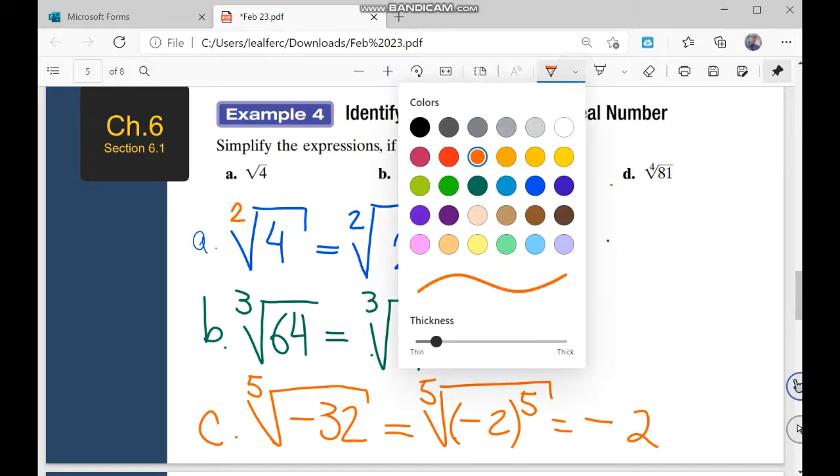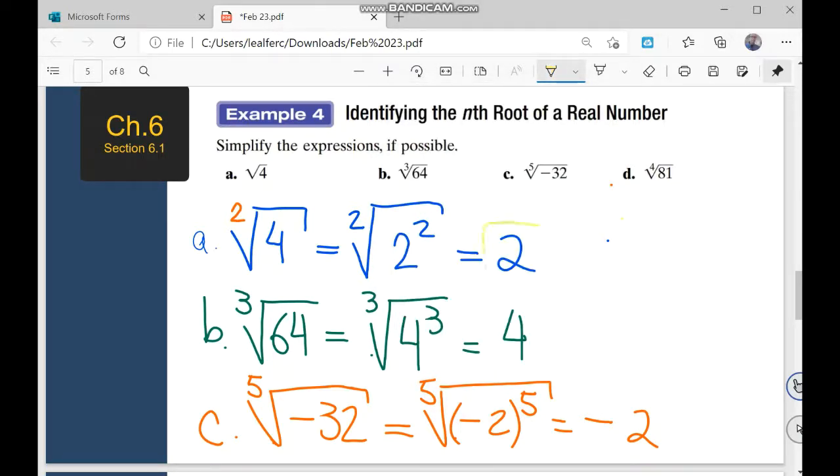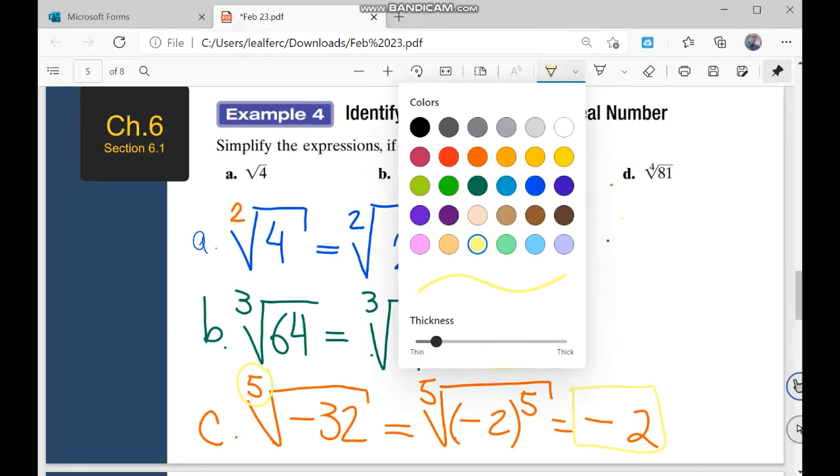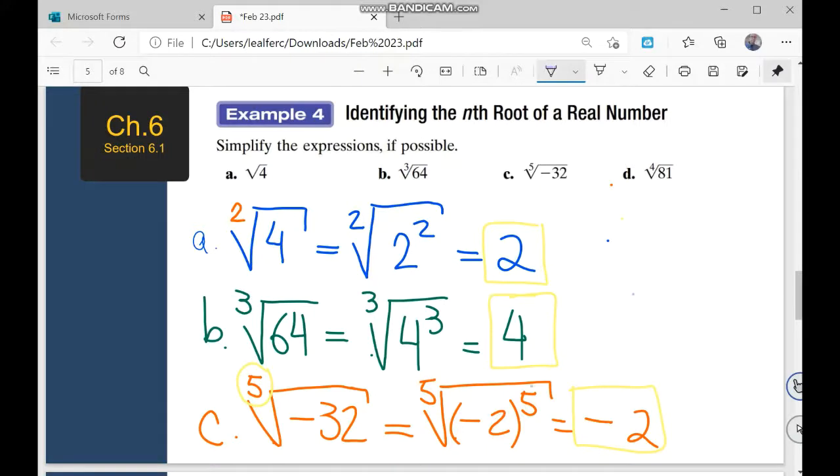Questions? See, this is the big difference between today and yesterday. For some kinds of nth roots, we can have a result for a negative number, but only if n is an odd number. See? Only if n is an odd number. 5 is an odd number, so we can have a negative number inside the root, and we can find an answer. Right?